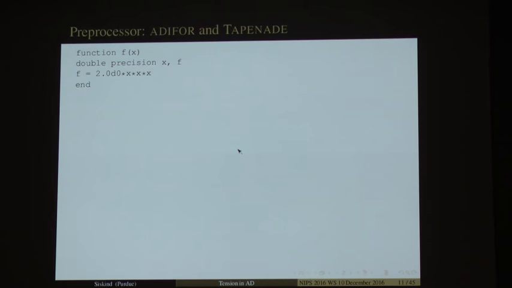At the opposite end of the extreme, there are systems like Adifor and Tapenade that have been around for several decades that operate as source-to-source transformations that are run as preprocessors to the compiler. And they implement one of the other strategies that I discussed. So, for example, if you take a function F as input that computes this, you run it through a preprocessor to get another piece of source code, GF, that computes the forward mode variant of F.